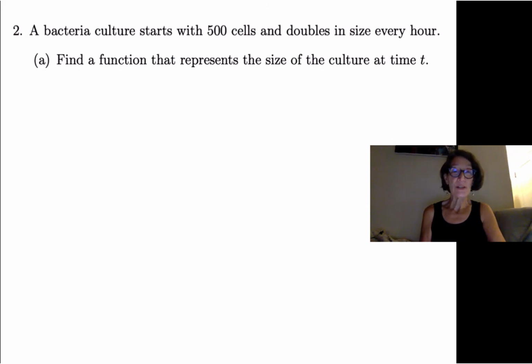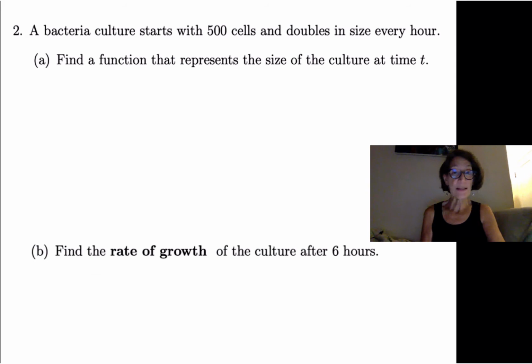Problem number 2 says a bacteria culture starts with 500 cells and doubles in size every hour. Part A says find a function that represents the size of the culture at time t. Part B says find the rate of growth of the culture after 6 hours.